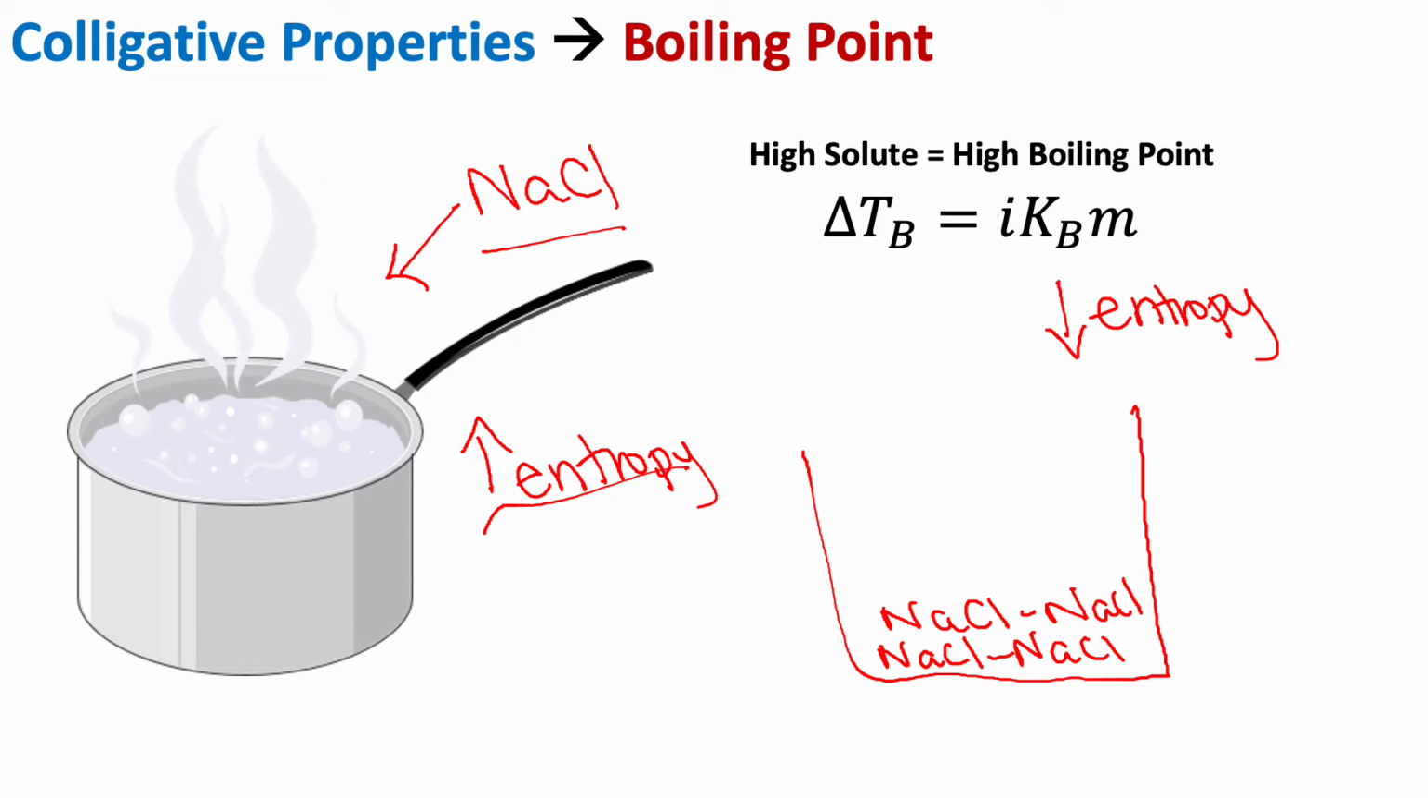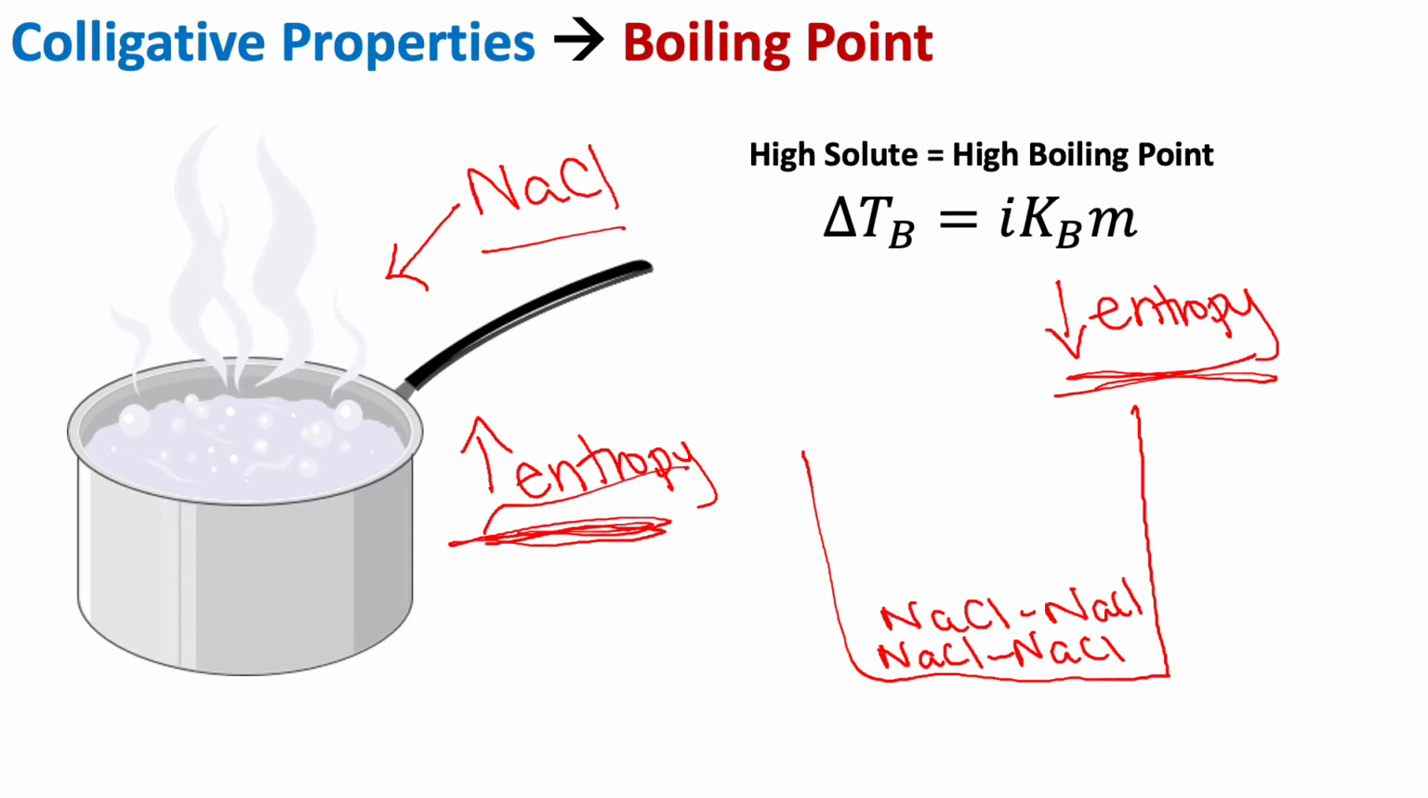Now we know in the universe, a decrease in entropy or order is not very favorable. The universe favors disorder, so it favors high entropy. So going towards lower entropy is not favorable at all. And that is why we require more energy to evaporate that water and to be left with that solute.